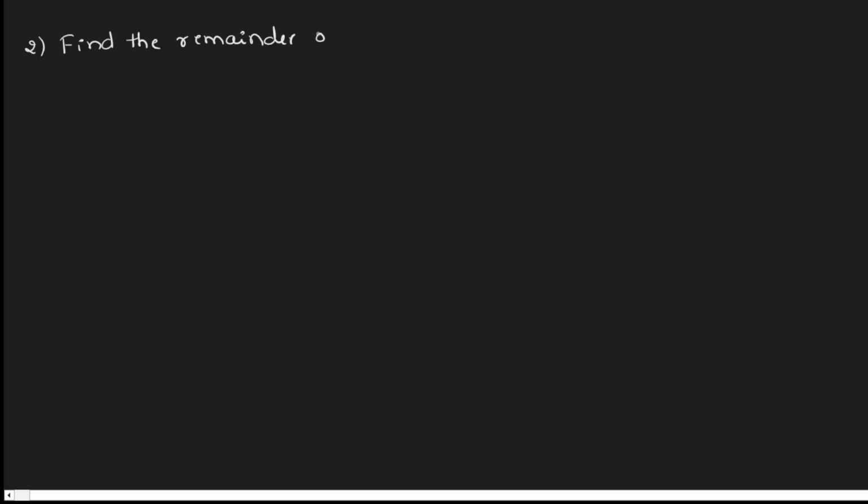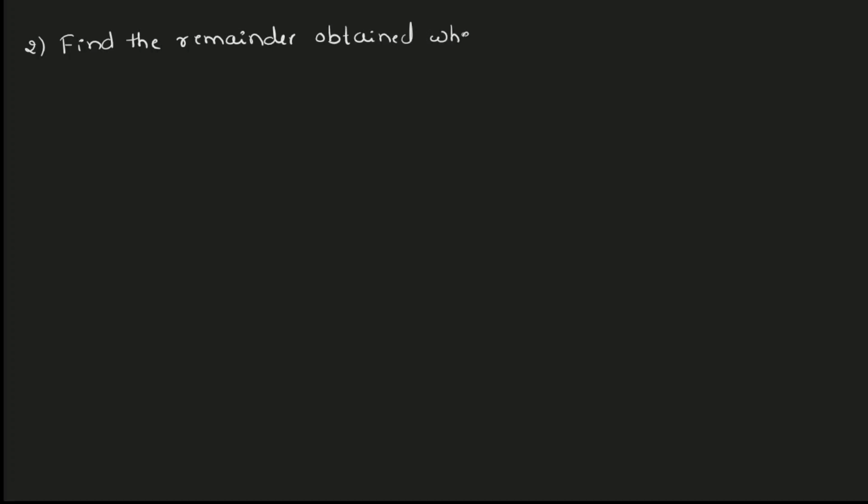Let us try one more example. Second one. Find the remainder obtained when 64 into 65 into 66 is divided by 67. Go on calculating with me. Try with me.